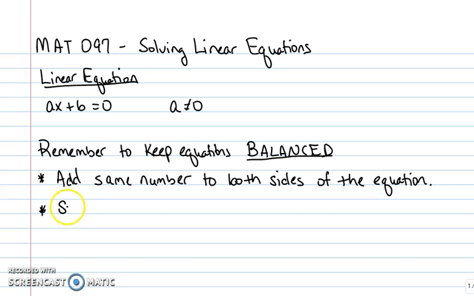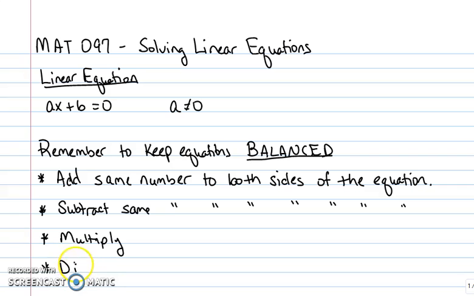You can subtract the same number from both sides of the equation. You can multiply the same number to both sides of the equation, and you can also divide the same number from both sides of the equation, as long as that number is not 0. So let's go through several examples just to refresh your memory on how to solve linear equations.